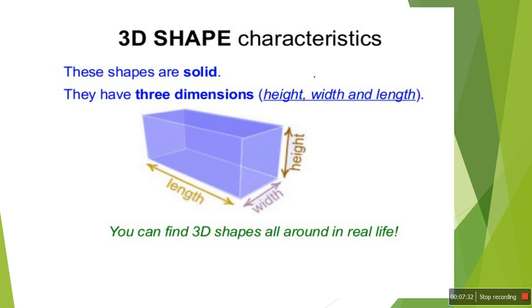But in 2D shapes there are only 2 dimensions. That is why 2D shapes are called 2-dimensional shapes. And if you talk about 3D shapes, there are 3 dimensions. That's why we call them 3D shapes. So here you can see this is length, this is width, and this one is height. Basically, you will find 3D shapes all around your world. Every shape that you can see, feel, and touch is a 3D shape.